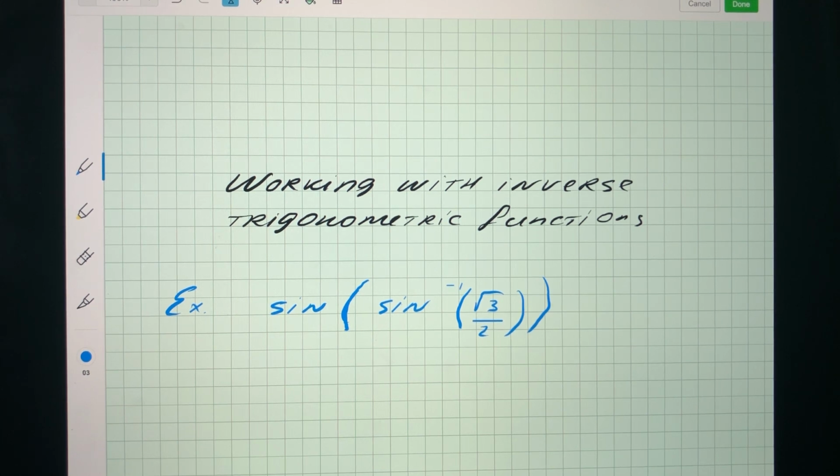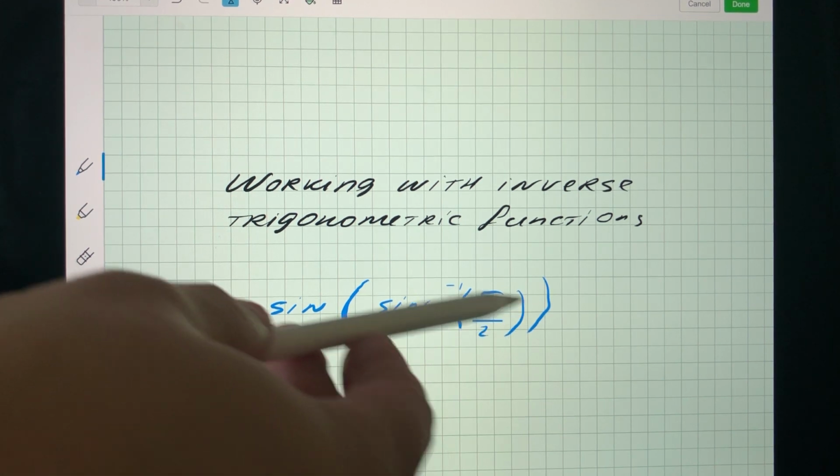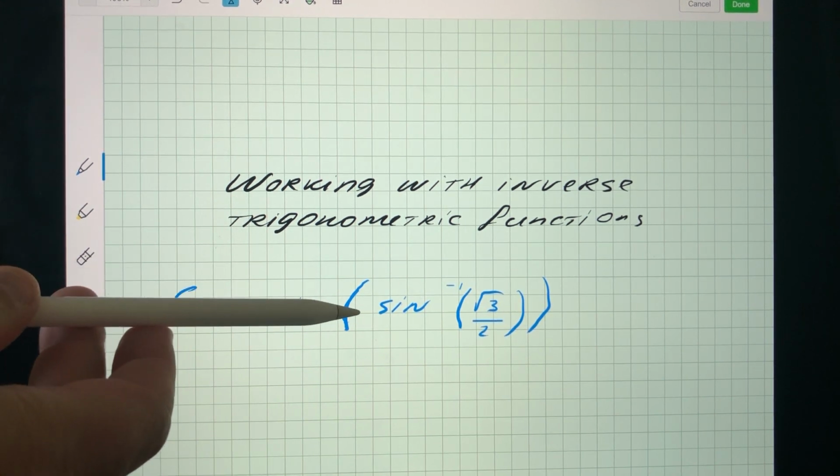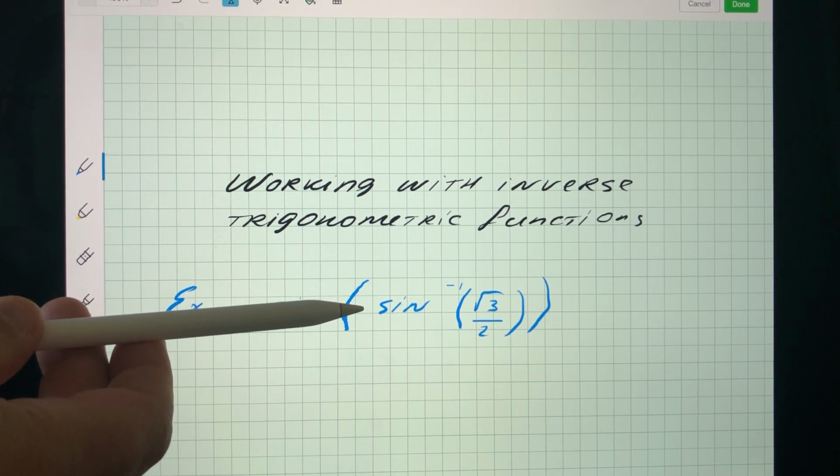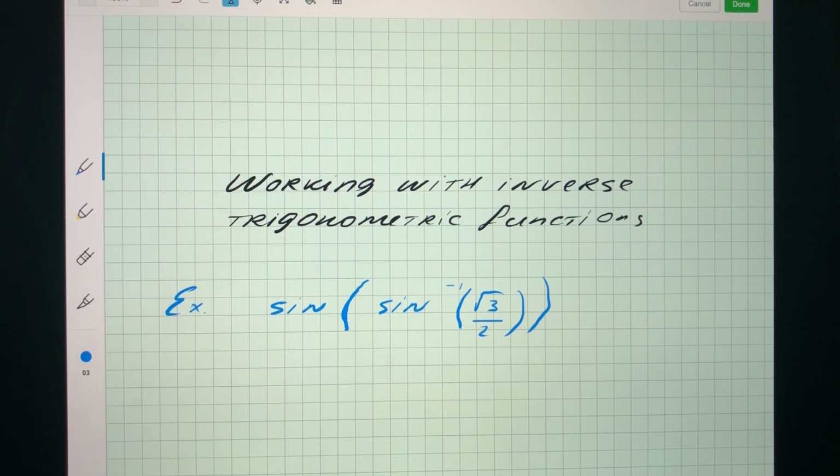When we look at a setup like this, one of the ways is to look on the inside and ask ourselves which angle we would have to use in order for the sine to be square root of 3 over 2. Here is our unit circle, and the vertical side is sine, the horizontal axis is cosine. So the question is, which angle would give us the sine of square root of 3 over 2? So almost 1.